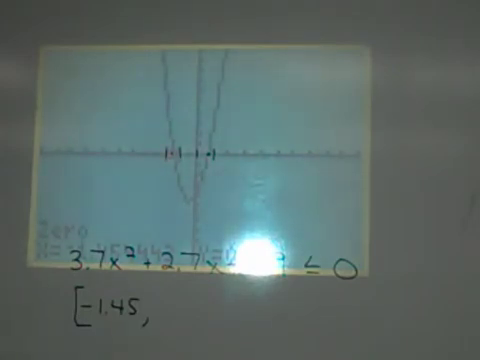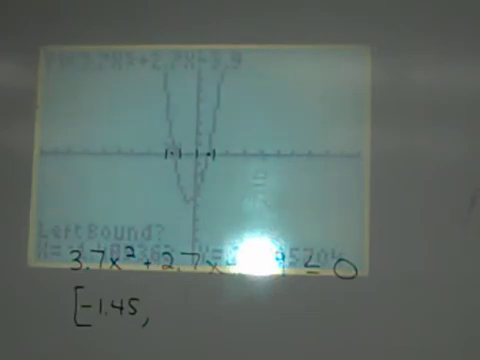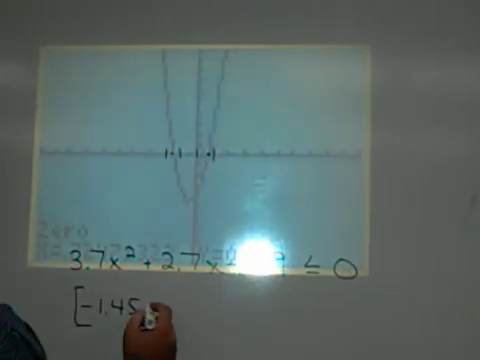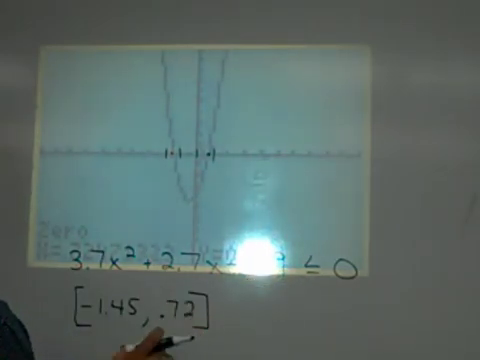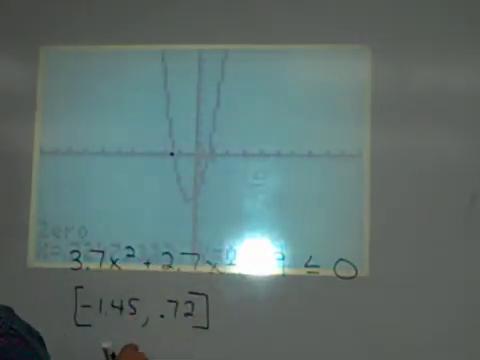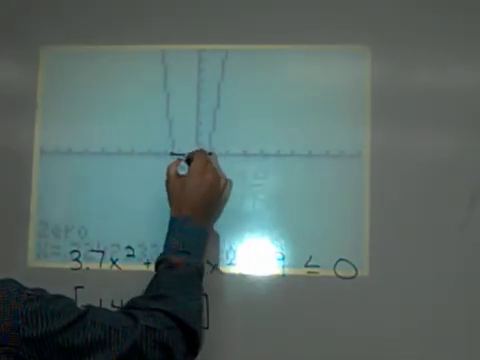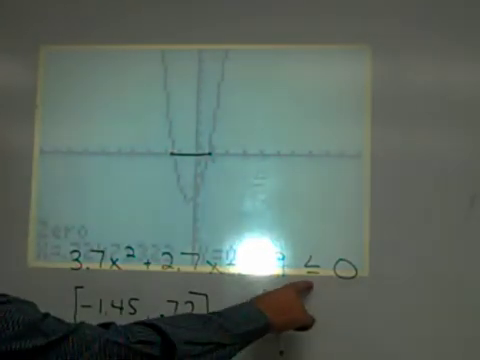For the right end of our interval, we're going to do that process again. Second trace, we're going to find the zero, and we want to use 0 as the left boundary and 1 as the right boundary. And we don't want to guess, and we get 0.724. Again, I'm going to round that off, 0.72, and since it is a less than or equal to, this interval from x equals -1.45 to positive 0.72, this interval right here is the time when that inequality is less than or equal to 0.